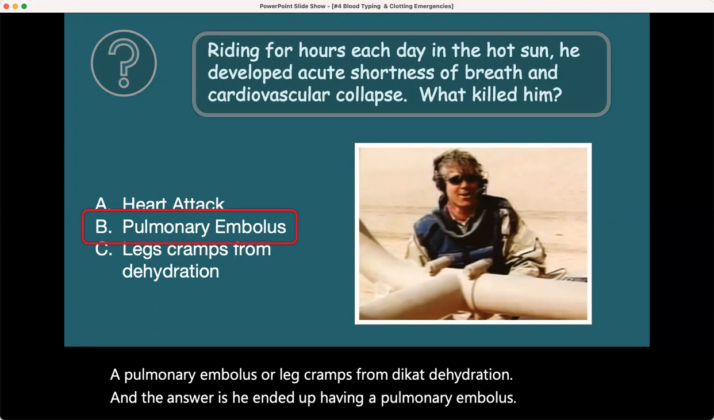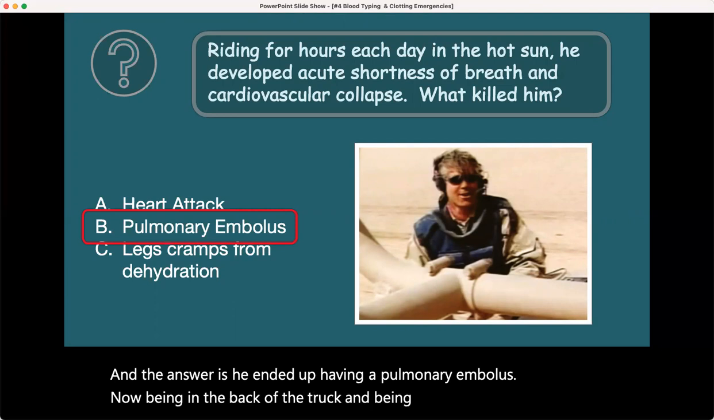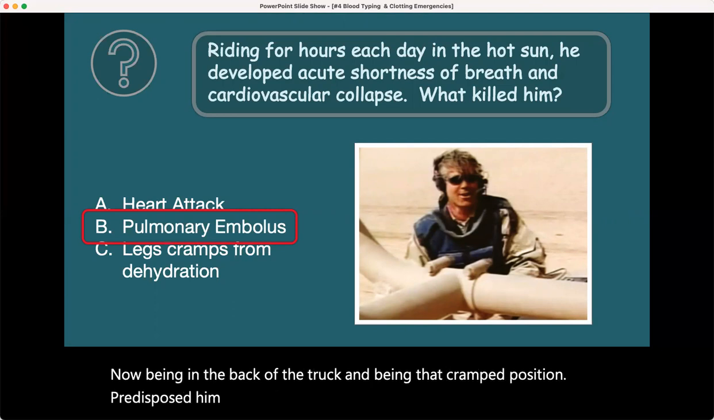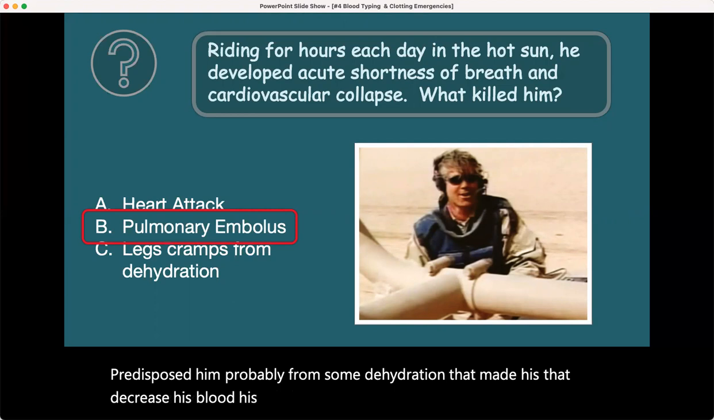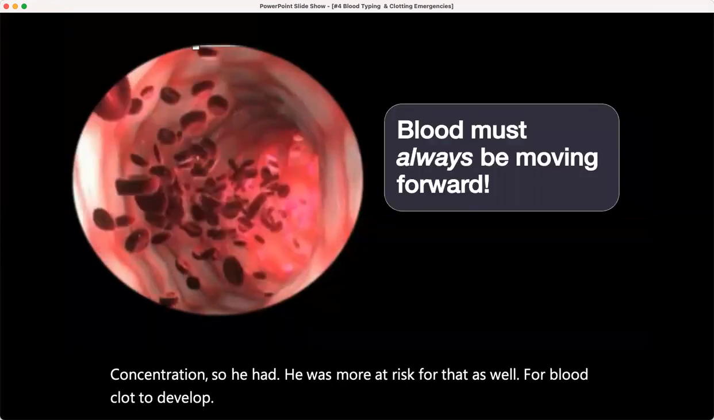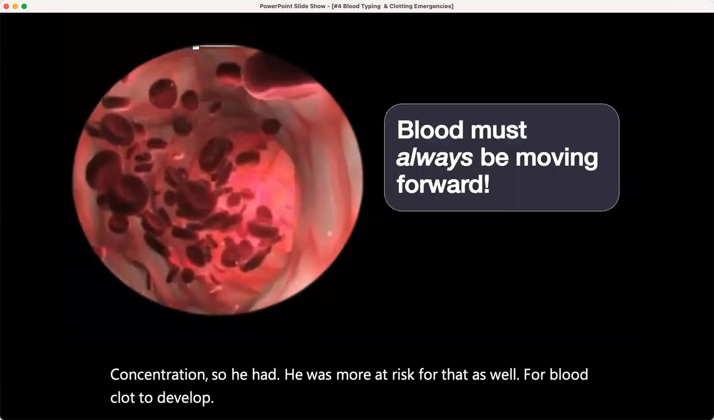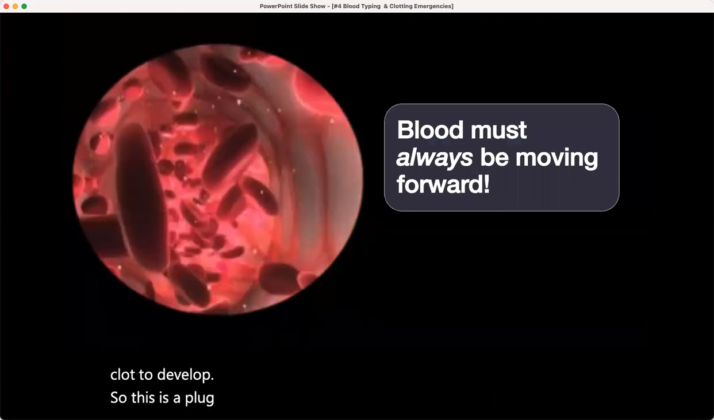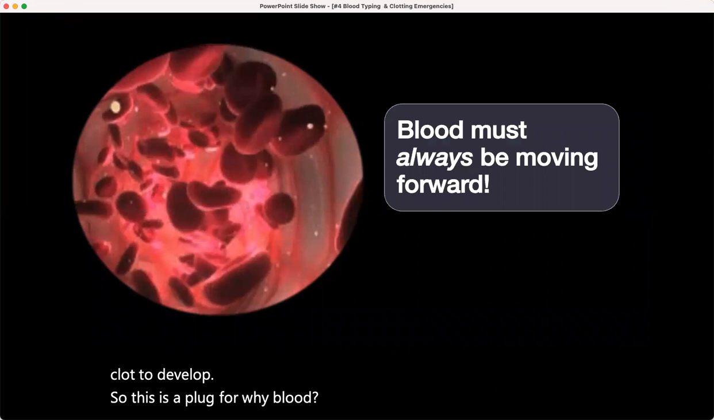Now, being in the back of the truck and being in that cramped position predisposed him, probably with some dehydration that decreased his blood concentration. So he was more at risk for that as well, for a blood clot to develop. So this is a plug for why blood must always be moving forward.